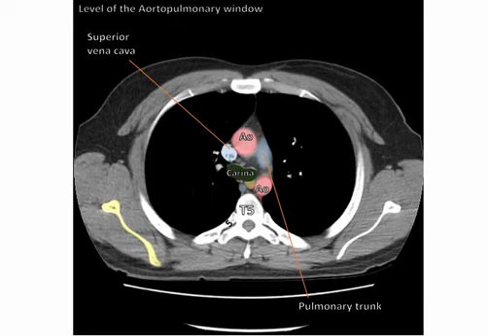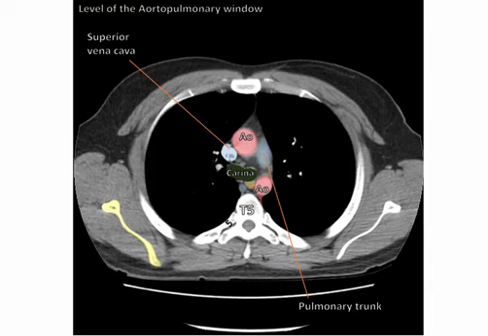This is what we call the level of the aortopulmonary window. This aortopulmonary window is a small space inferior to the aortic arch and superior to the pulmonary artery, which contains the left recurrent laryngeal nerve. This is also approximately at the level of the angle of Louis, or sternal angle.